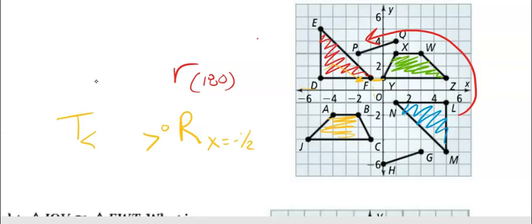And how much are we going to have to shift it down by? 1, 2, 3, 4, 5. Shift it down by 5, so over by nothing, down by 5, and that will put the green on top of the yellow. Does anybody have any questions on that?